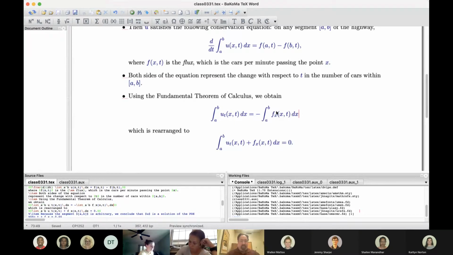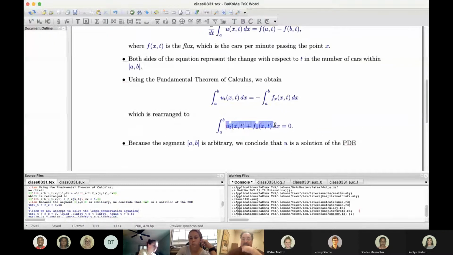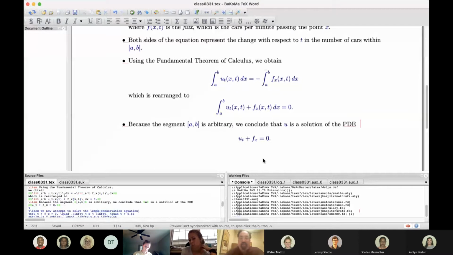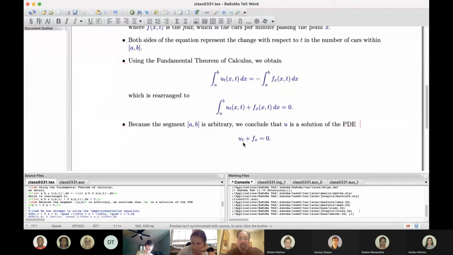But now, using the same idea as we did to finish off the derivation of the heat equation, the segment AB is arbitrary. Because the integral of this quantity over any segment is 0, that means this quantity must be 0 everywhere, not just its integral. So now we end up with this PDE, u_t plus f_x equals 0. This is a standard form for writing a conservation equation. U refers to a density or concentration of something, and F is the flux of that same quantity, basically the flow rate at any particular point. There are a lot of PDEs that have this general form for some flux function F.